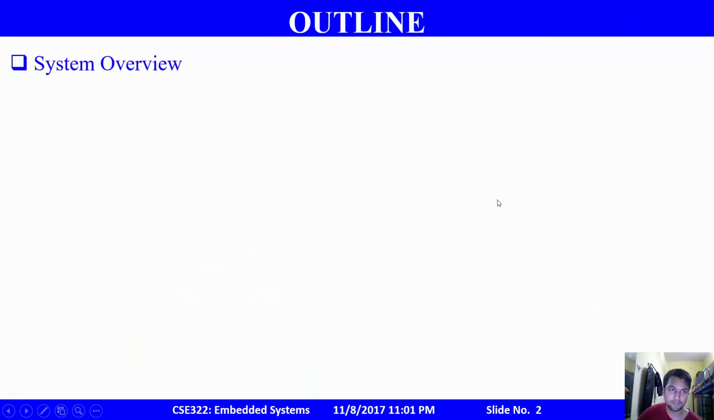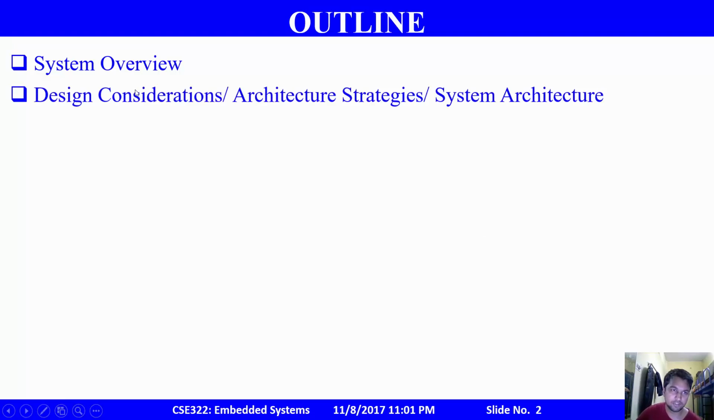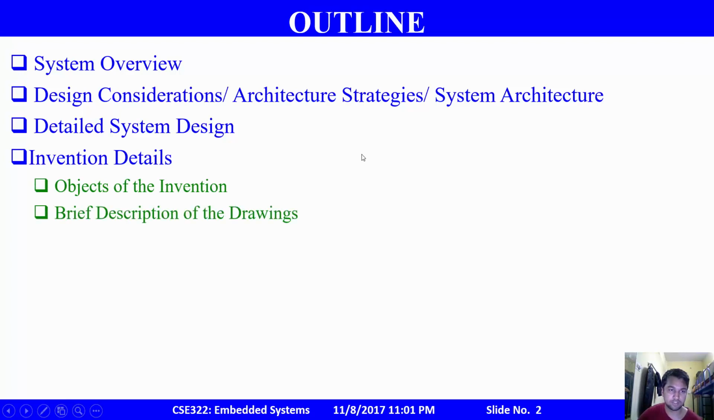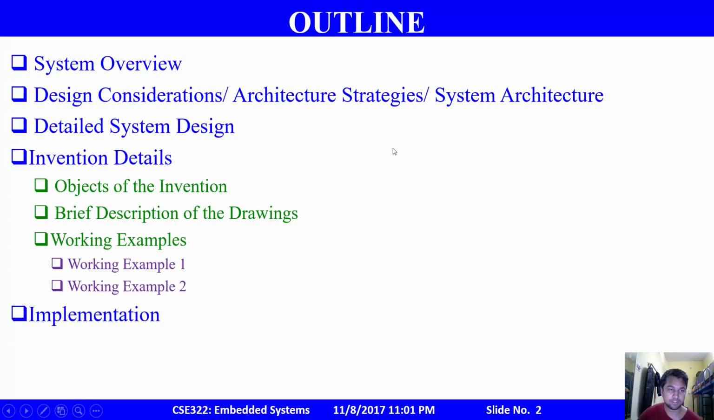Let's look at the outline of this presentation. We will be starting with the system overview of the entire project, which will tell us about how the project has been implemented as a whole. Then we will be looking at the architecture, which will tell us all the components we have used. The detailed system design will tell us about the hardware and software implementation. Invention details has a lot of subtopics like the objects of the invention, the brief description of drawings, working examples, and then we'll have the implementation in the form of a flowchart.